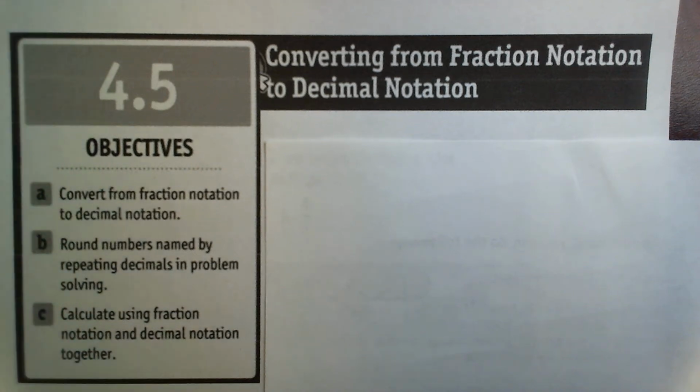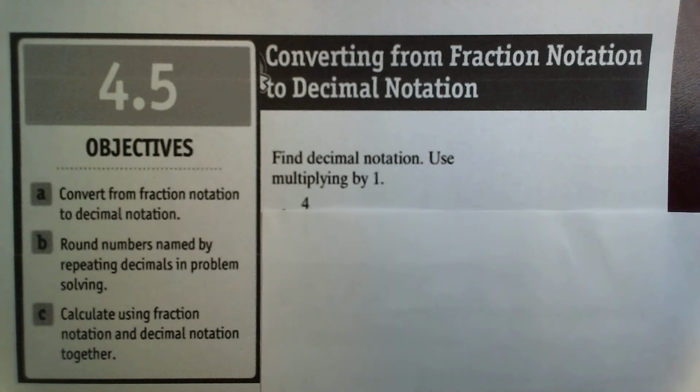In section 4.5, we learned to convert from fraction notation to decimal notation, and you find it fairly simple and easy to do. One way to do it is to find the decimal notation by multiplying by 1.